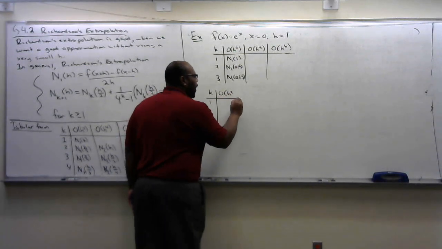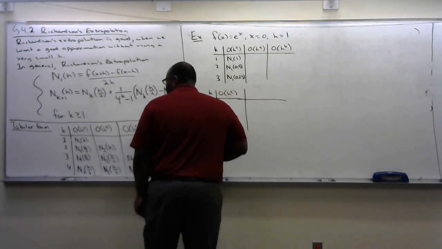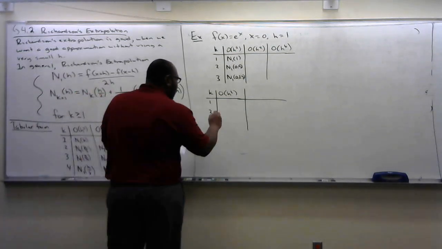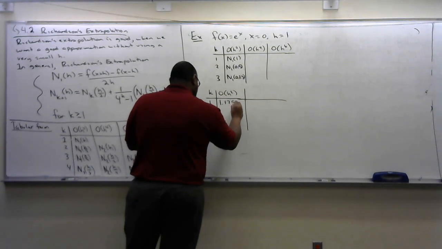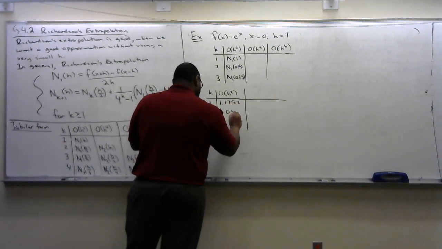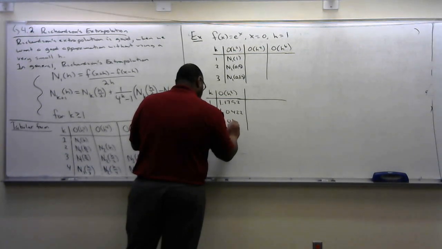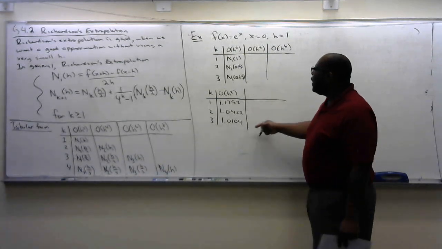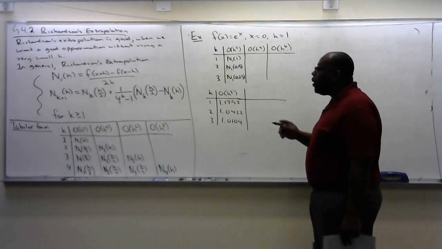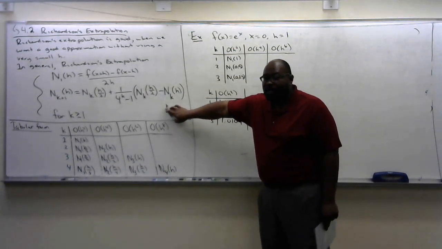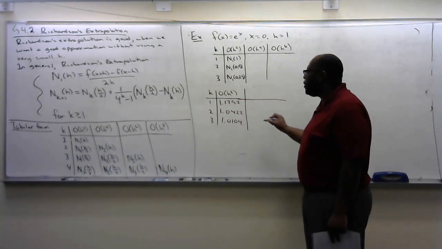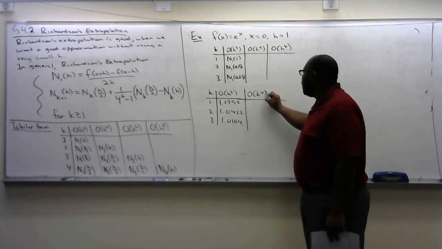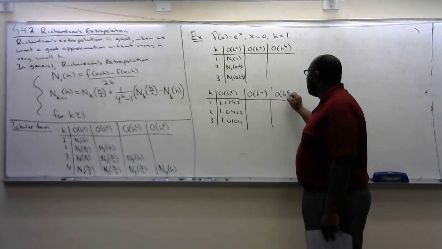But I will create another table where we have the values evaluated. So at k equal 1, 2, and 3, what we got was 1.1752, 1.0422, 1.0104. Once you have these values, it's easy to get the other ones. We just have to remember what form n sub k plus 1 is in for that particular column. So this is big O of h to the 4th, and this is big O of h to the 6th. Let me continue filling this out.